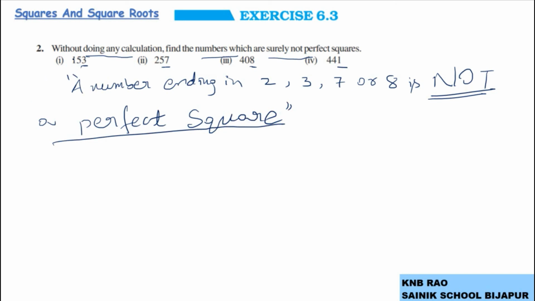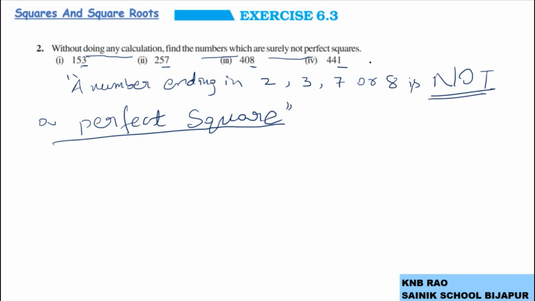Is 153 a perfect square? No. Is 257 a perfect square? No. Is 408 a perfect square? No. That we can say because of this reason. Is 441 a perfect square? Maybe, because it is not ending in 2, 3, 7 or 8. It is ending in 1. So it may or may not be a perfect square. But surely, once you find by prime factorization, you can say that it is a perfect square, the square of 21.